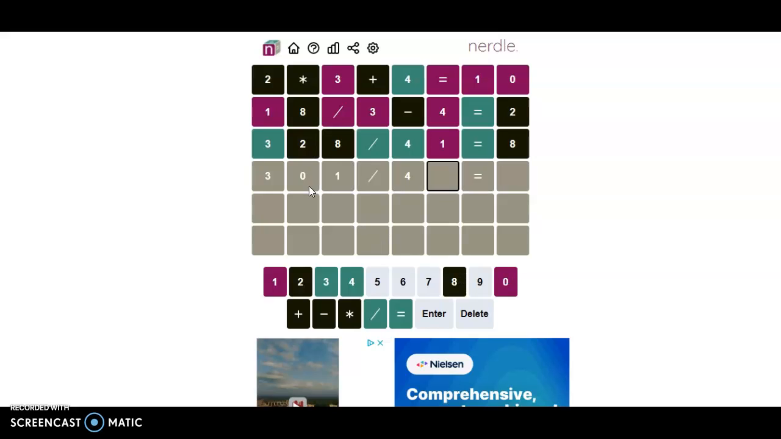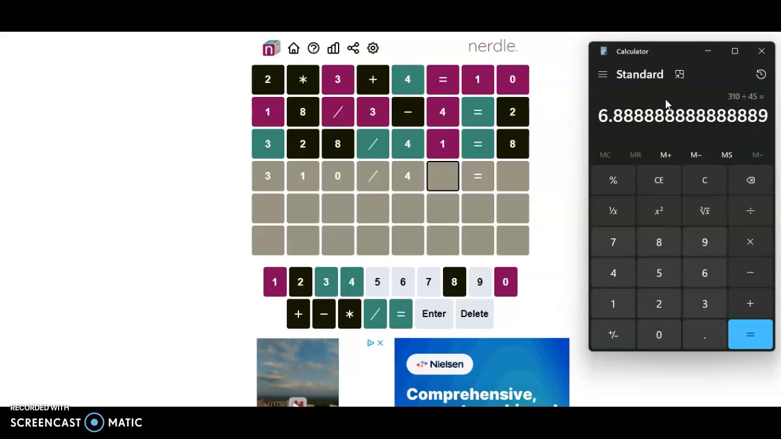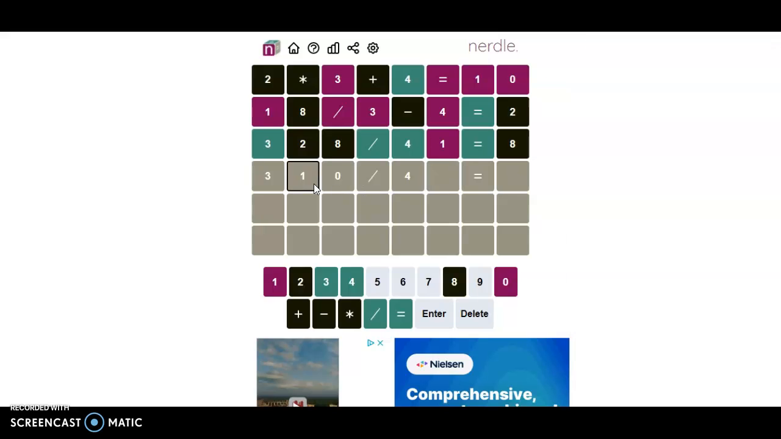This is a 0. But what if I say 310 divided by 45? Let me open a calculator and make sure I'm doing this right. 310 divided by 45. Okay, good. 310 divided by 46. 310 divided by 47. 310 divided by 49. Oh, hold on a second. There can be repeats, remember? 310 divided by 44. No. So yeah, it's not a 310.